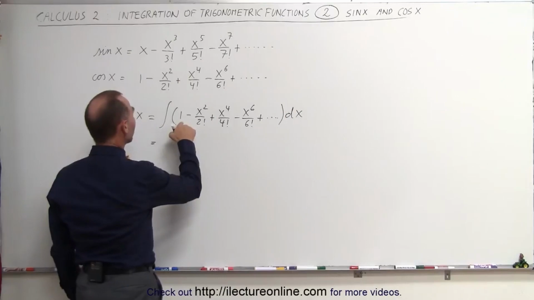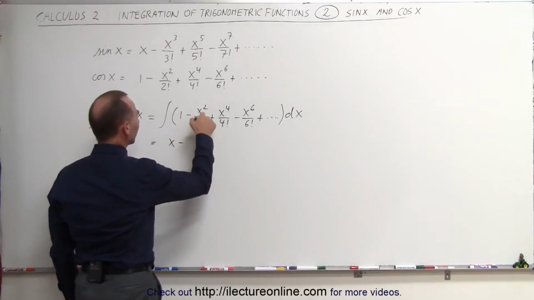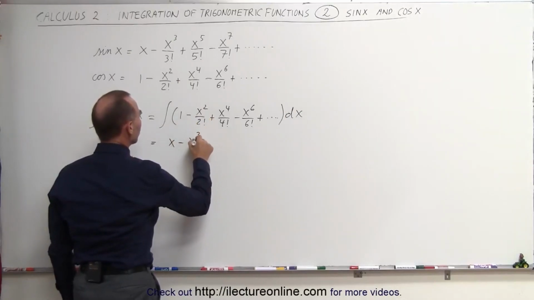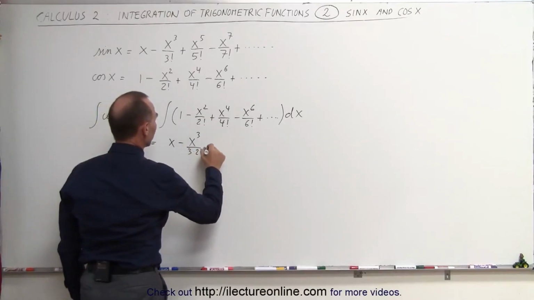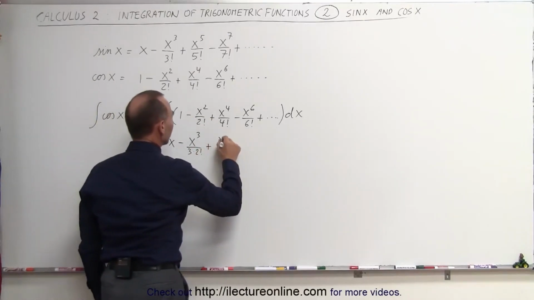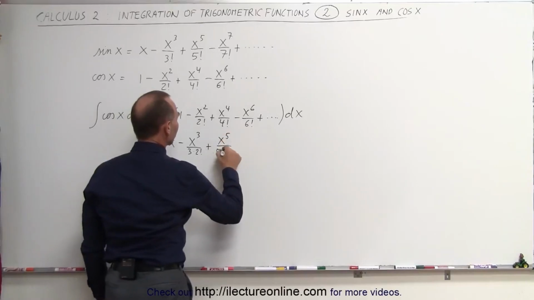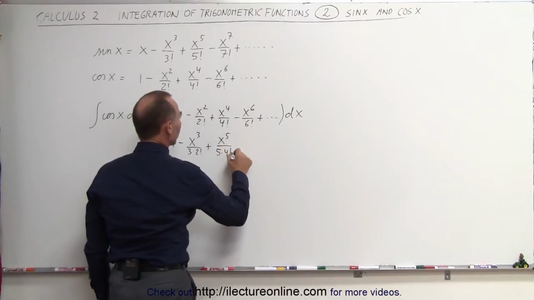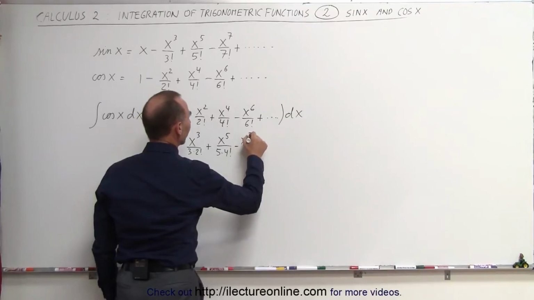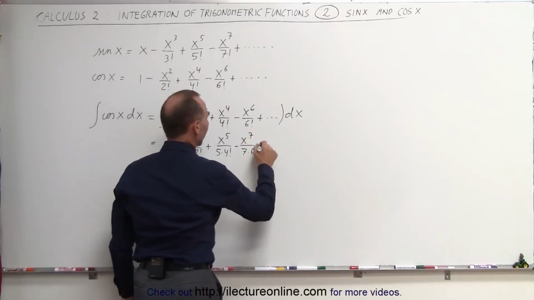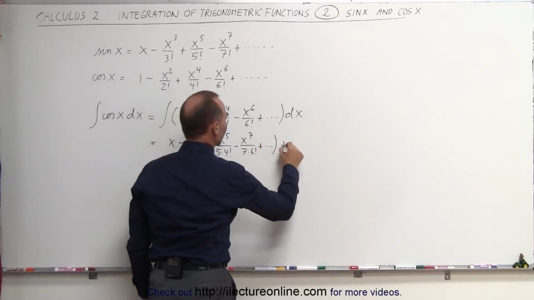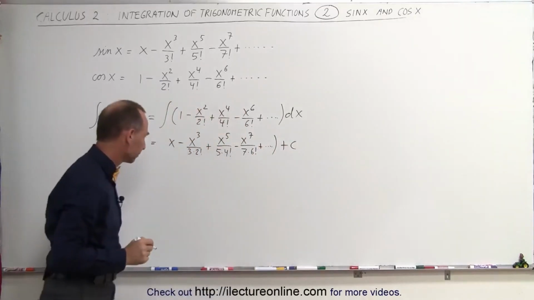This is equal to the integral of 1 becomes x, minus the integral of x squared is x cubed divided by the new exponent 3 times 2 factorial, plus x to the 5th power divided by the new exponent 5 times 4 factorial, minus x to the 7th power divided by 7 times 6 factorial and so forth. And of course, we can't forget the constant of integration.